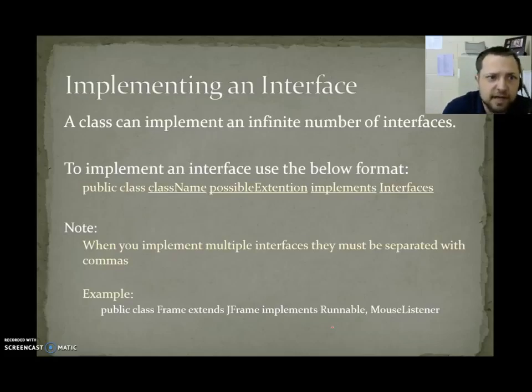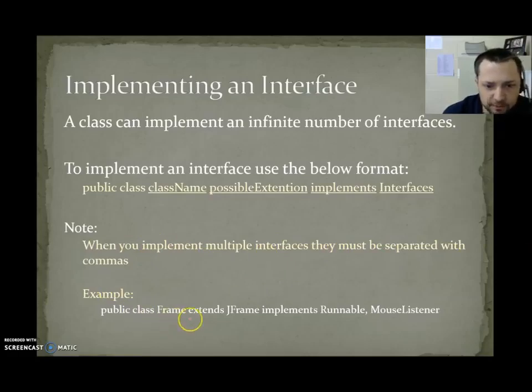Implementing an interface. A class can implement an infinite number of interfaces, as I said earlier. To implement an interface, use the following format. Public class, whatever you want to name it, any possible extension, like extends some class, space, implements, and then interfaces. And those interfaces could be separated with a comma. Here again I say when you implement multiple interfaces, they must be separated with commas.